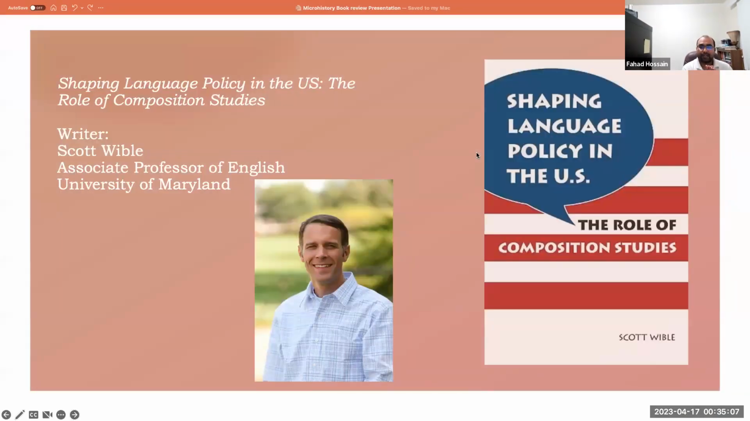For this project, I chose Shaping Language Policy in the US, the Role of Composition Studies. The book is written by Scott Weibel. He is an associate professor of English at University of Maryland. Okay, let's dive into it.